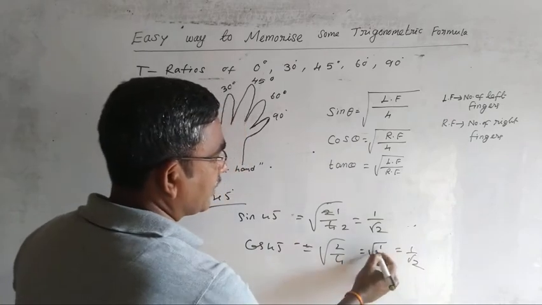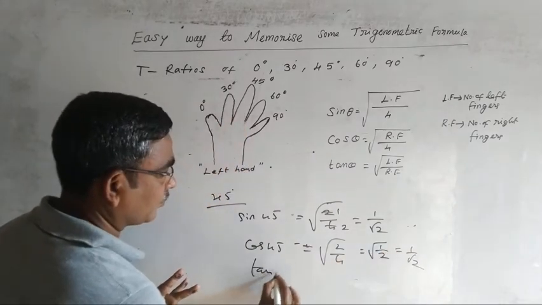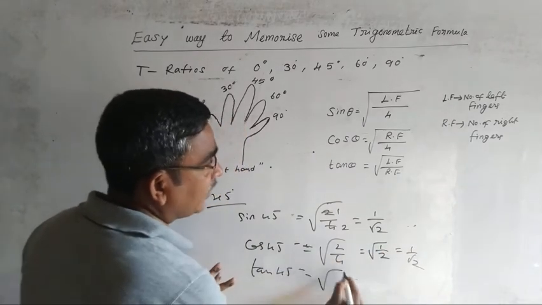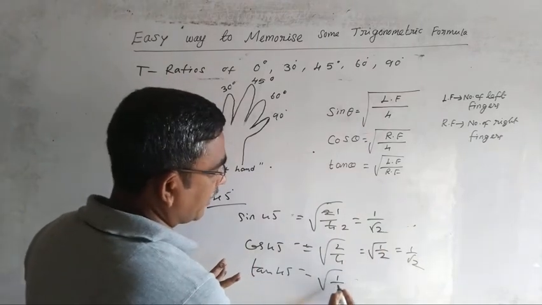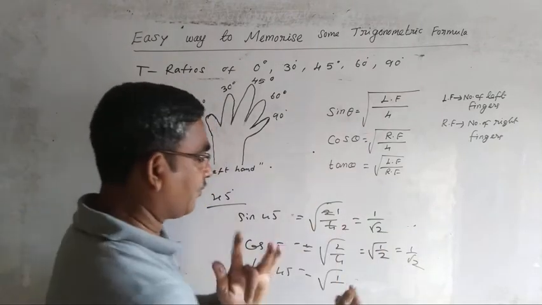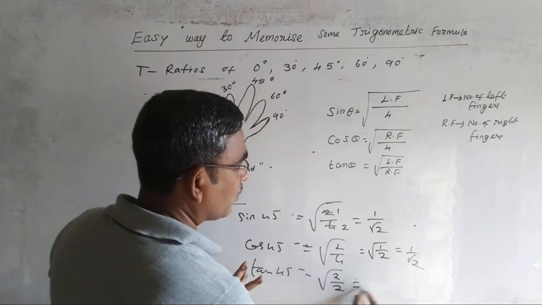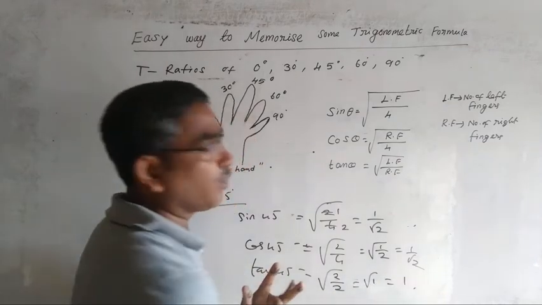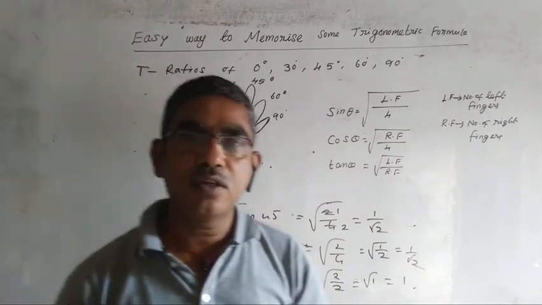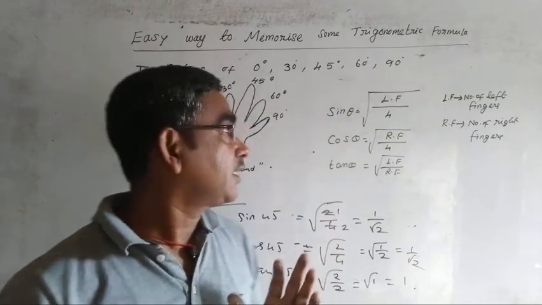In the same manner, tan 45. Tan 45 is left finger by right finger. Left finger is 2, right finger is 2. So 2 by 2, square root of 1, it is 1. So we can find all the values. I hope you understand this idea.